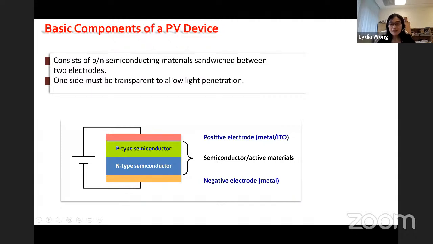Okay. Now, I hope you know what semiconducting materials are, right? If you don't know, you better quickly Google semiconducting materials, because I will ask you questions related to this later on. So you need P-type semiconductor, N-type semiconductor sandwiched between 2 metal electrodes. And then one side must be transparent, because you want light to go in from one layer to be absorbed by the semiconductor's material.